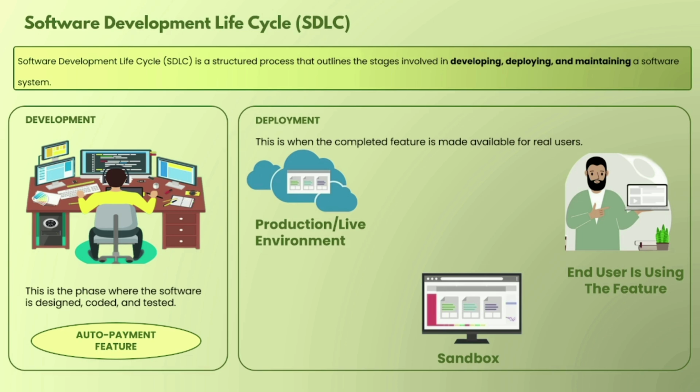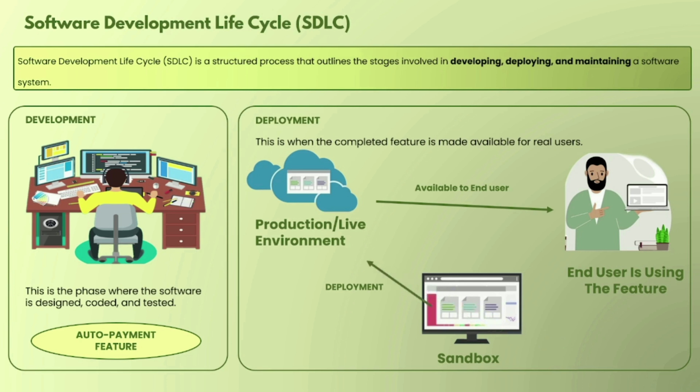Once it is approved, the feature is then moved from the sandbox to production, making it available for customers. So we can see here that whatever coding is done by the developer, and whatever testing is done by the tester, is never done on the production or live environment. It is created and tested on a parallel environment that we call a sandbox. And from the sandbox, it is transferred to the production or live environment, and that process is known as deployment.